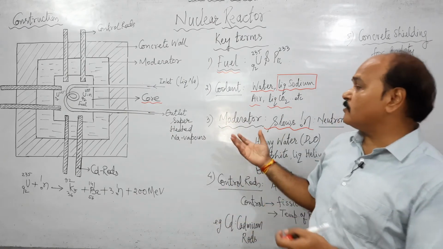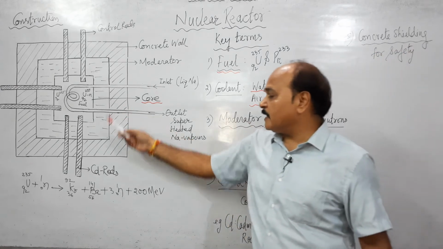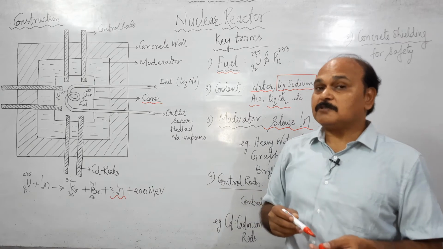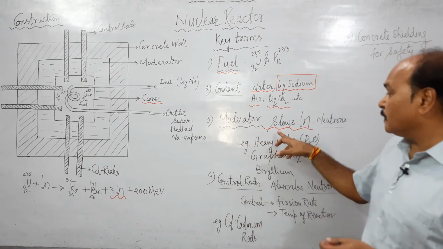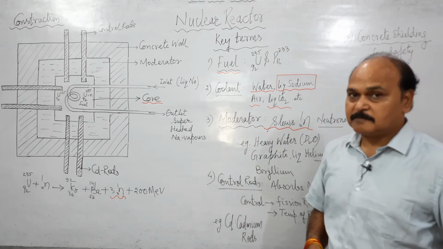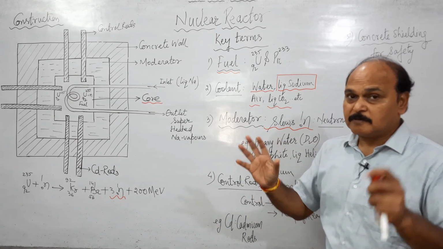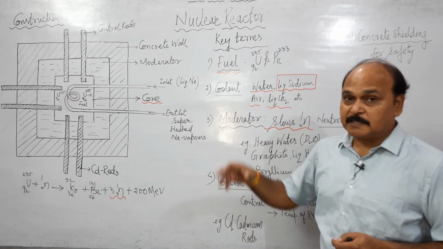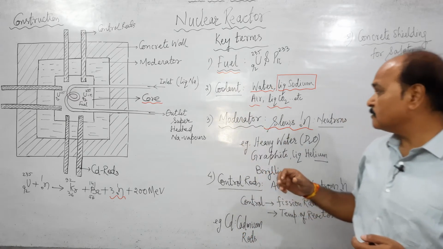So, energetic neutrons which are produced due to fission reaction, their energy is reduced. They are slowed down with the help of moderator, and these slow neutrons carry forward further fission reaction. If they are energetic, they won't bring about nuclear fission. Instead, they will pass across.